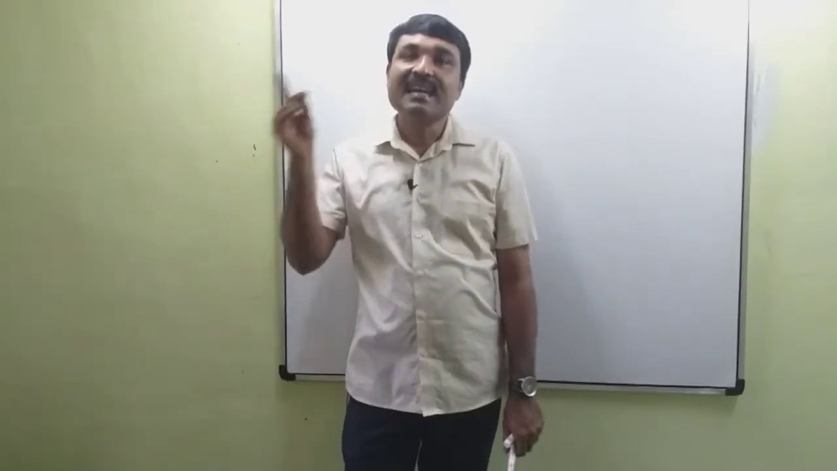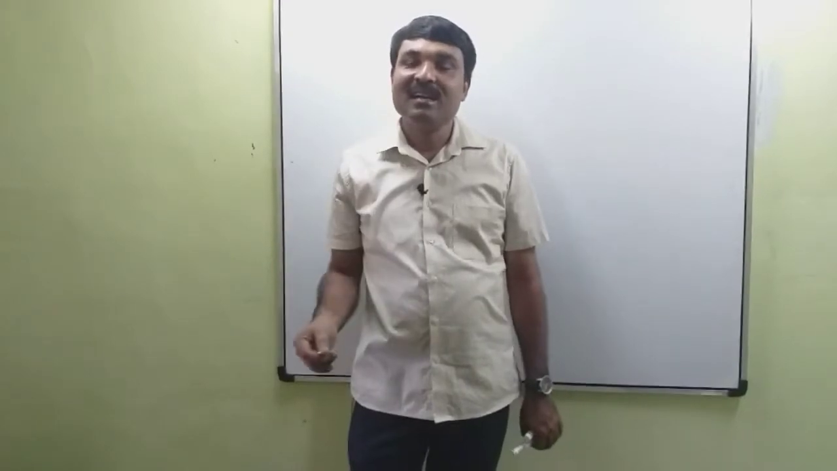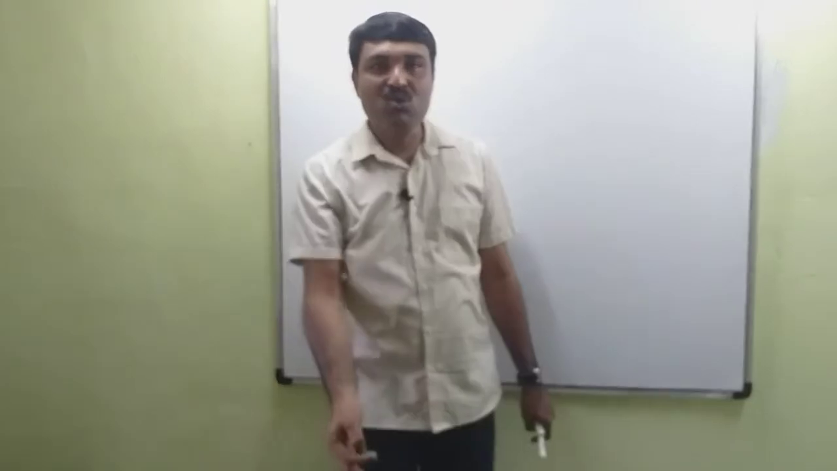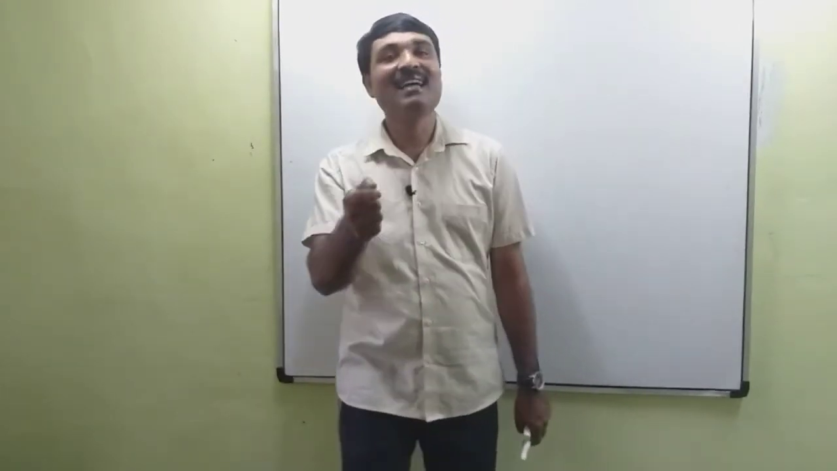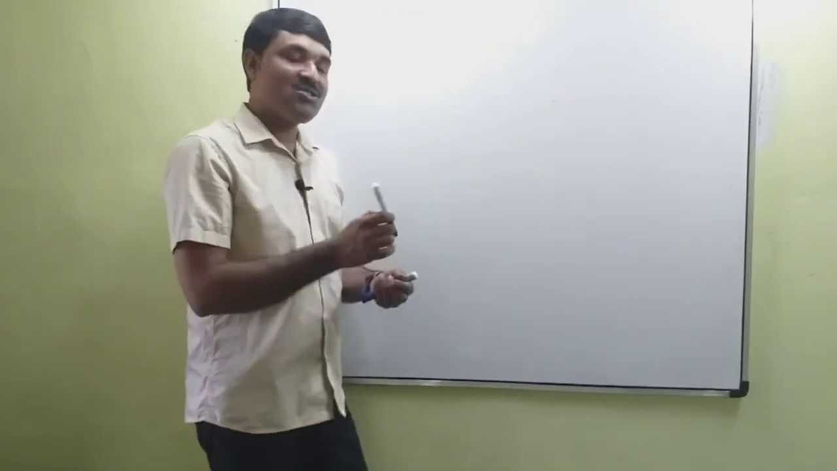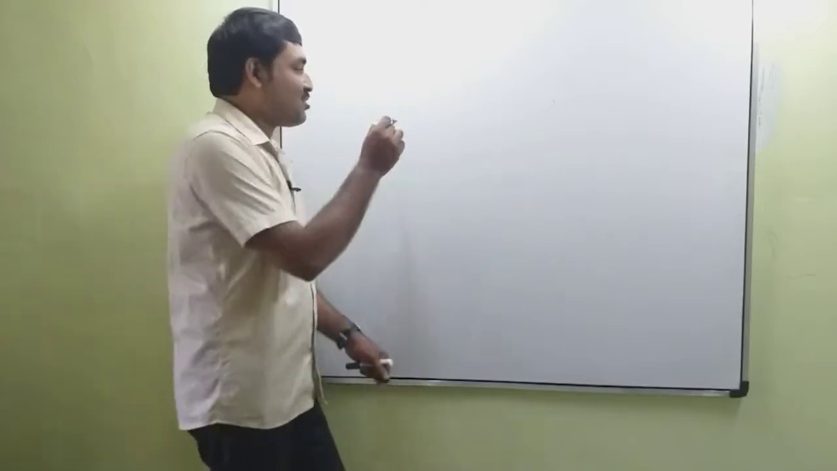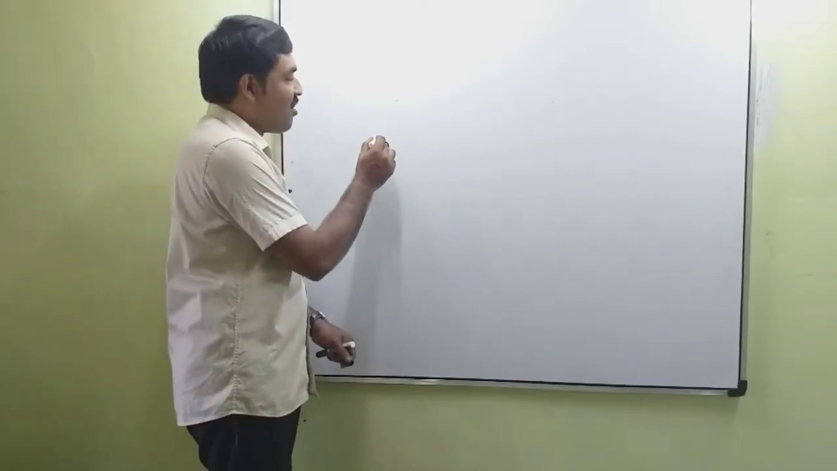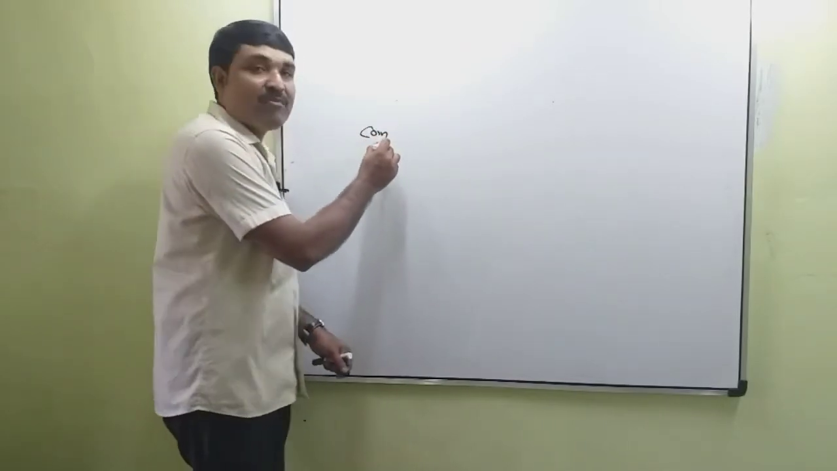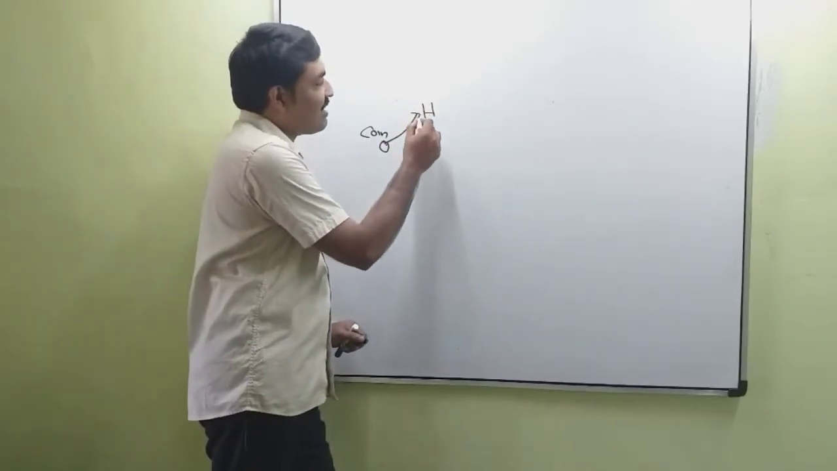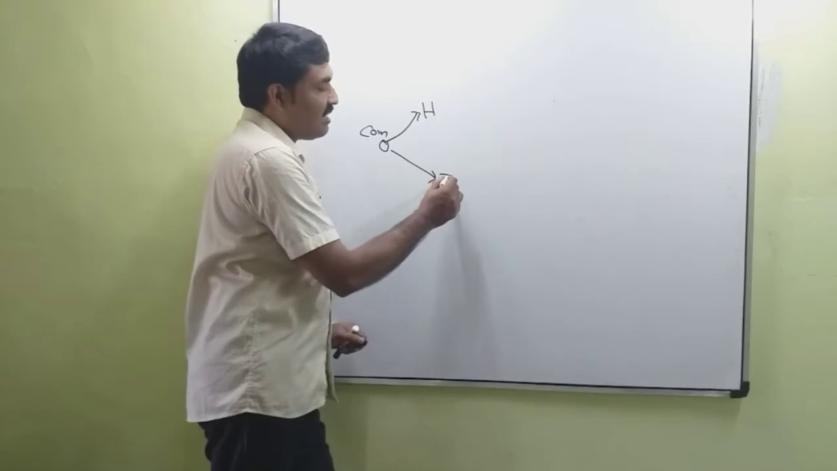Consider another example, in which I am tossing this coin twice. First tossing: the result may be either head or tail. I am representing this by a tree diagram. So this is my coin. I am tossing the coin, so the outcome will be either head or tail.